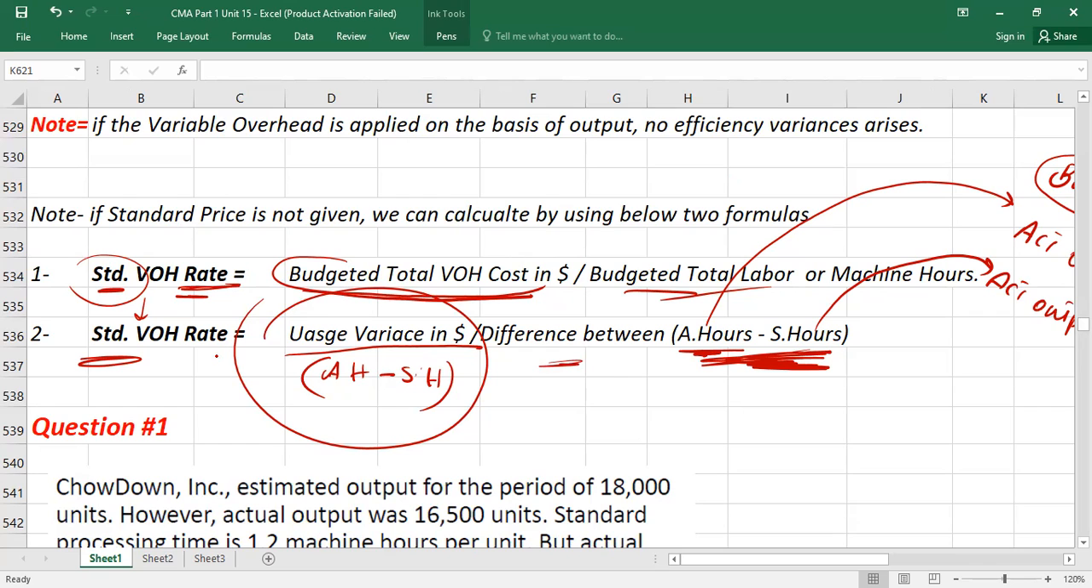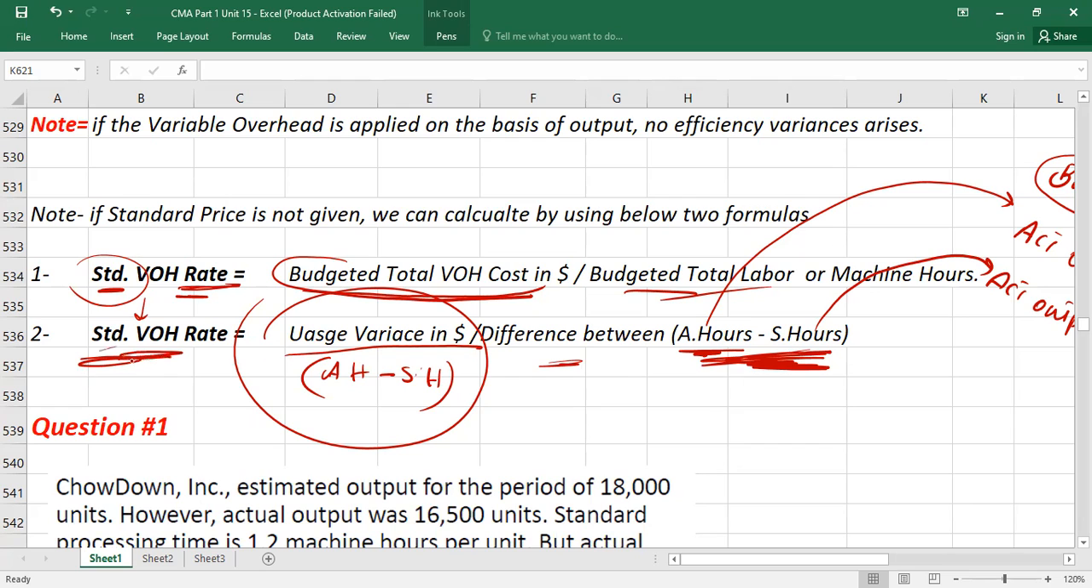This formula is for what? How to calculate the standard rate? And what was the formula? How to find the actual rate? Actual rate: you will take actual overheads divided by actual hours. If you want the standard rate, you will take budgeted overheads divided by budgeted hours.